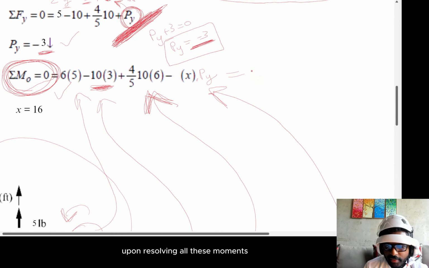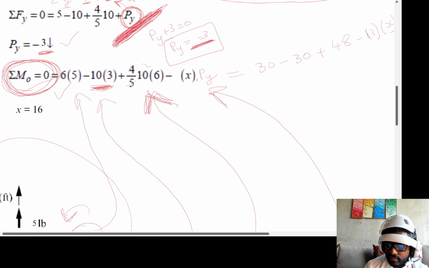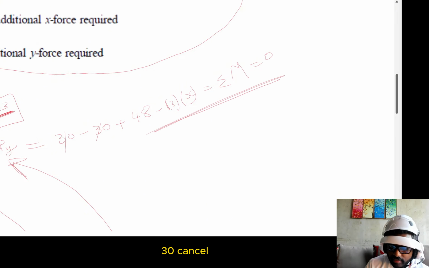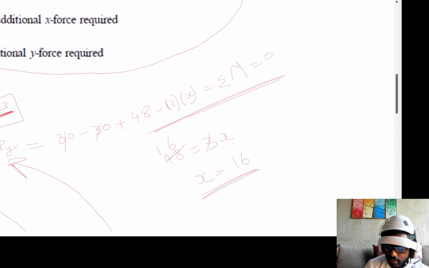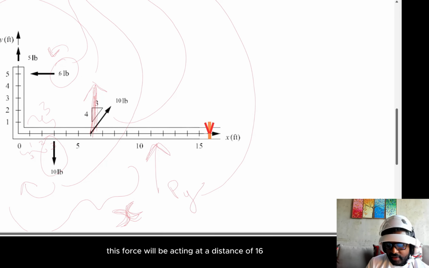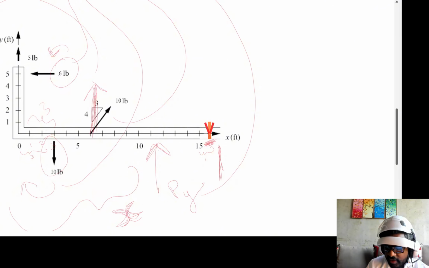So upon resolving all these moments, we get 30 minus 30 plus 5 times 10, 6 times 12, 48, minus Py times x, where the Py value is 3. This whole thing will be equal to sigma M equal to 0. Got it? 30 and 30 cancel. 48 is equal to 3x. x is equal to 16. So in the positive x direction, this force will be acting at a distance of 16, which is right here, 1 after 15. So here is where Py will be seen acting in the y direction with a magnitude of 3 in the positive y direction.